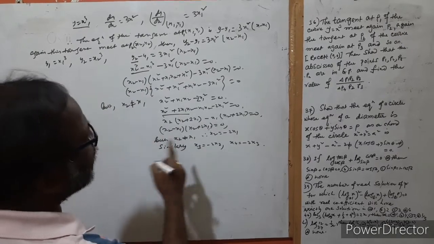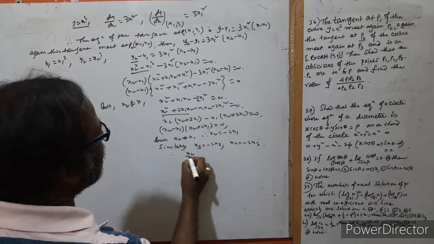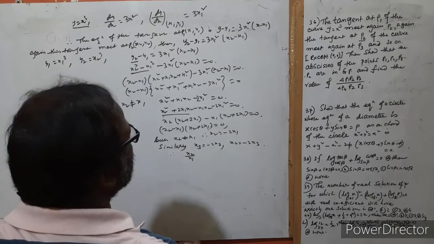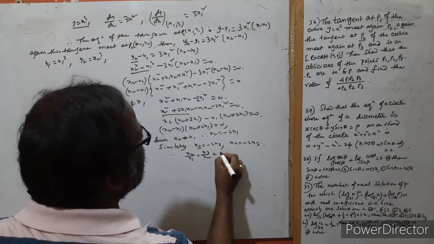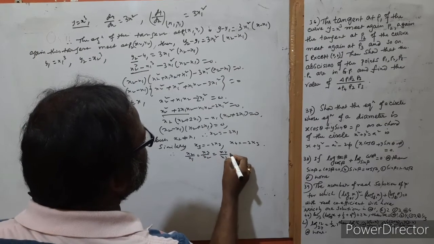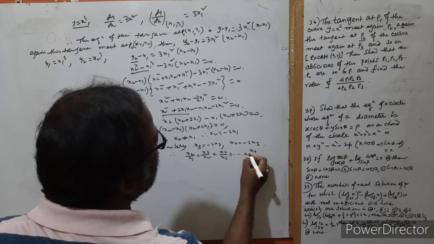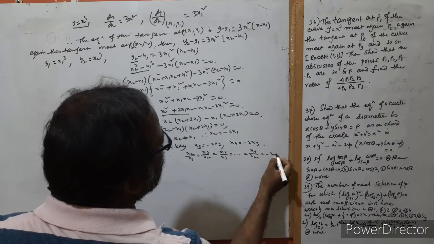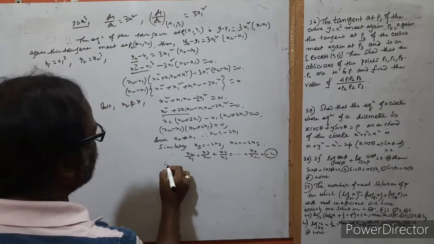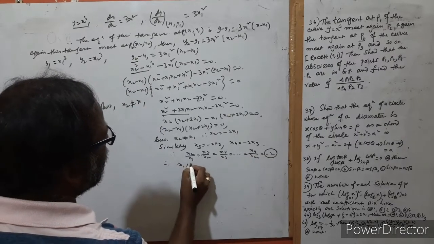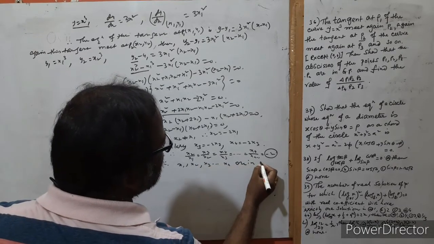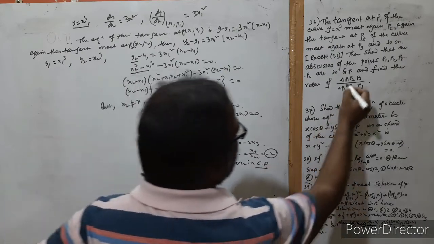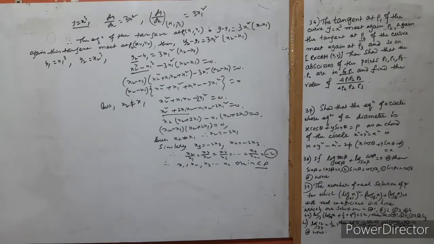So therefore, x2 by x1 is equal to x3 by x2, and that is equal to x4 by x3, and so on up to xn by xn minus 1, which is equal to minus 2. Therefore x1, x2, x3, up to xn are in GP. So this is proved. Okay, now we have to find the value of del.